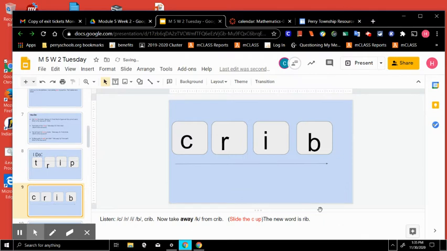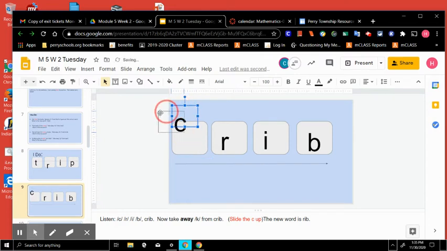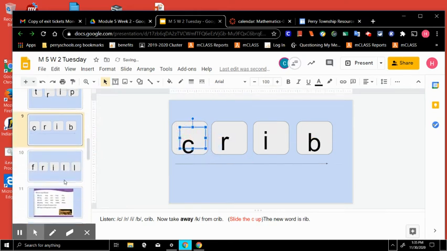Let's look at the next word. I have crib. My word is crib, like a baby sleeps in. What if I take away the k? What is my new word? Pause your computer and tell someone what your new word is. You should have said rib. Rib. Very good. You guys are experts at this.